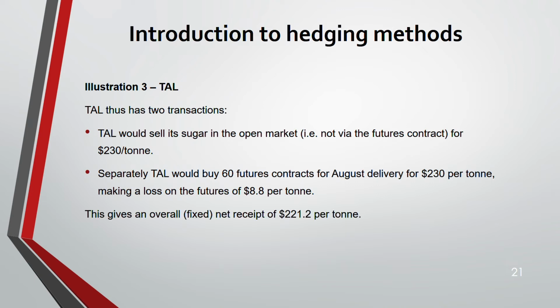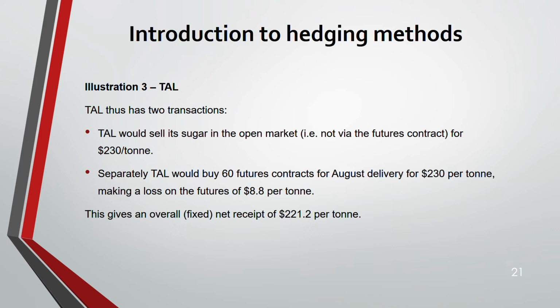So if you see what is the overall net receipt, it is 221.2 only. Because through that loss of 8.8, it will bring down your price. 230 minus 8.8, 221.2 only. So this will be your net receipt. This is how much you're going to get overall.